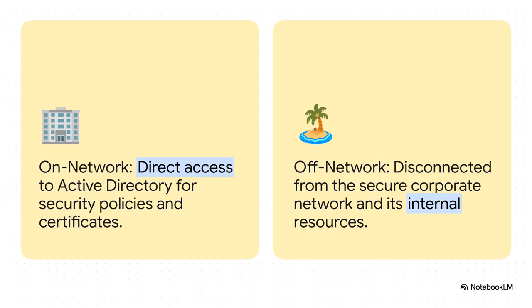And this is where you really see the split, right? When a computer is on network, it's easy. It can chat with Active Directory, it can get policy updates, it can enroll for certificates, no problem. It's a trusted part of the whole ecosystem. But an off-network device, man, it's basically stuck on a desert island, totally cut off from all those critical internal resources. It can't get the rules it needs to stay secure and compliant.